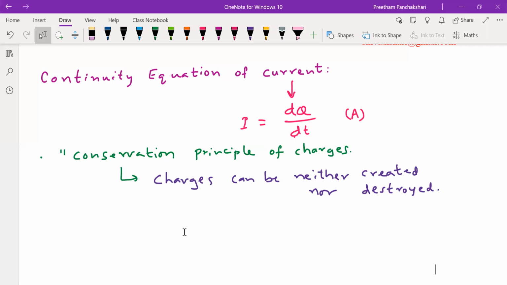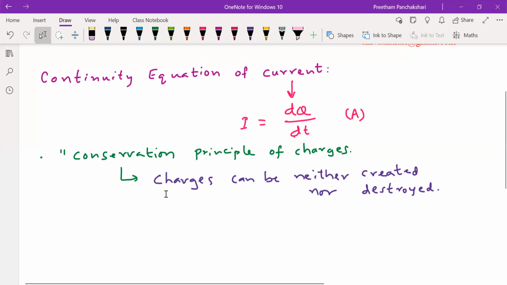Similarly, when the charges are increasing in number from time to time at a point or on a surface or on a line or on a wire, whatever it is, then we say charges are flowing in to the point. That means we can say that current is flowing in due to the flow of the charges into the point. Then the charges at that point keep on increasing with respect to time. So keeping this concept in mind, we can define continuity equation of current.